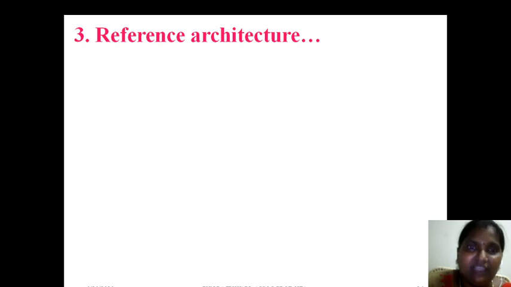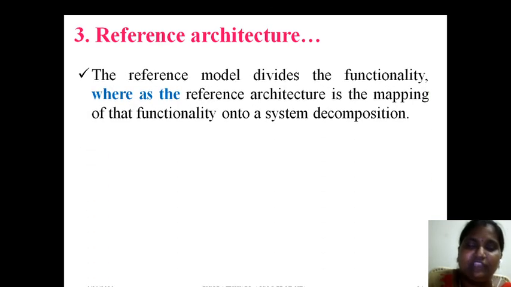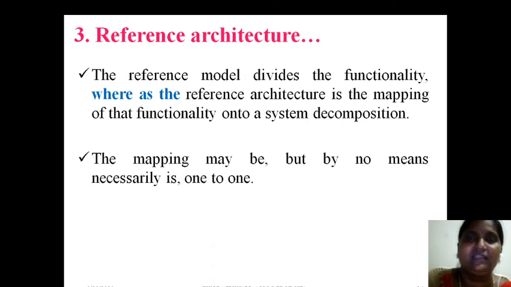And what is finally a reference architecture? The reference model divides the functionalities, whereas the reference architecture is a mapping of that functionality. It is going to connect from one system, one element, to another. Their connectivity, receiving, sending, cooperating, sharing, controlling, all these can be done in one place. That is called a reference architecture. So in one architecture, one needs to communicate with any other, right? This communication can be called a reference architecture.